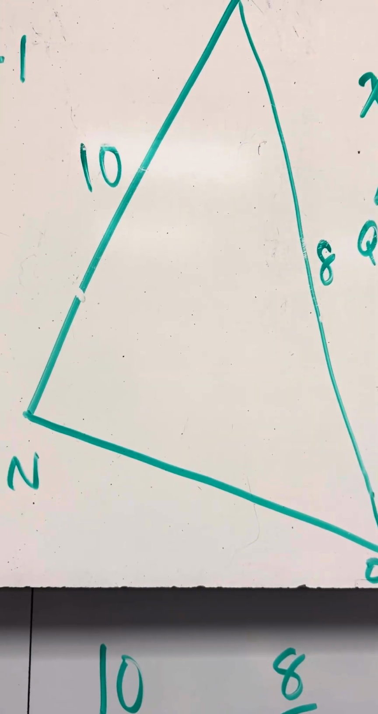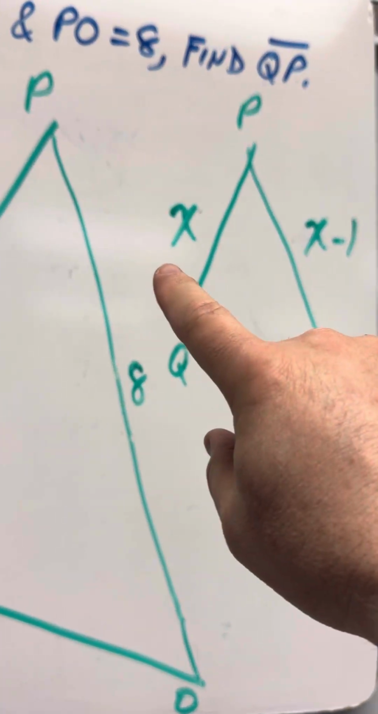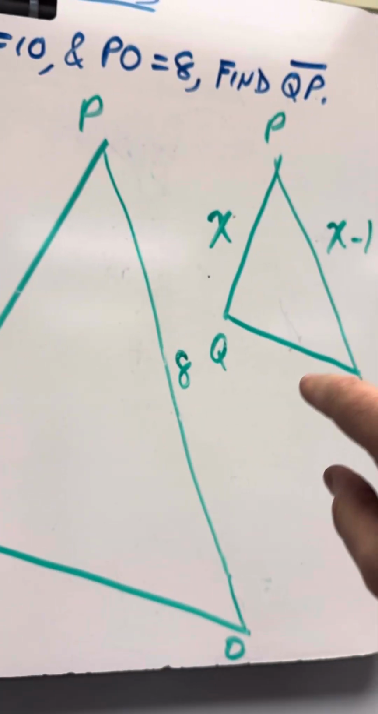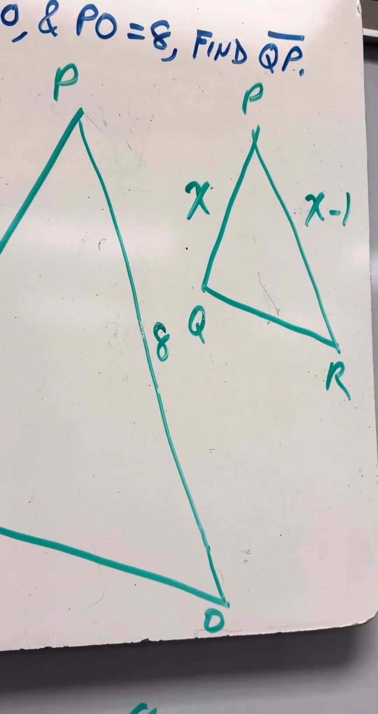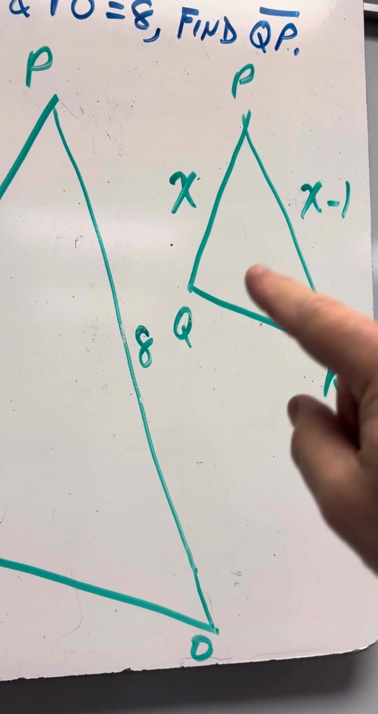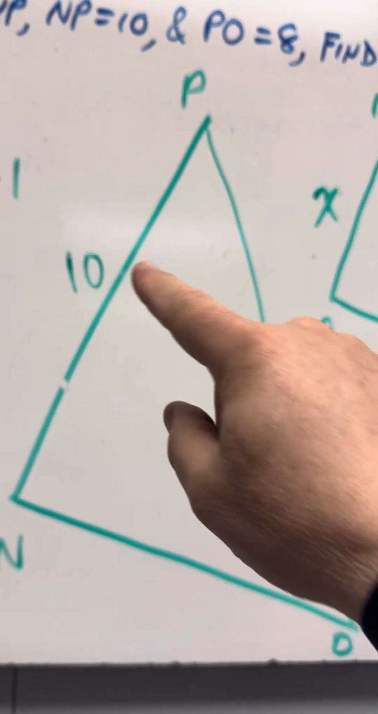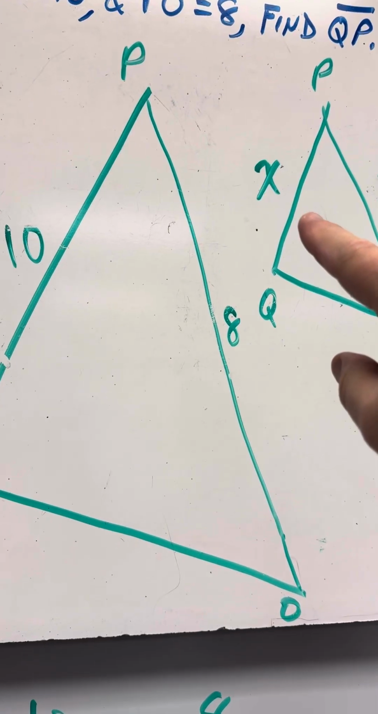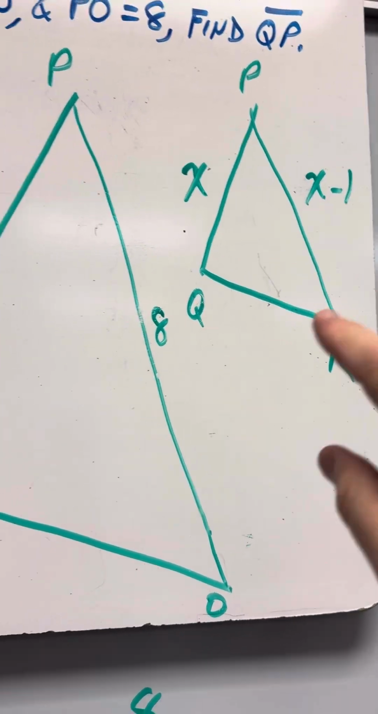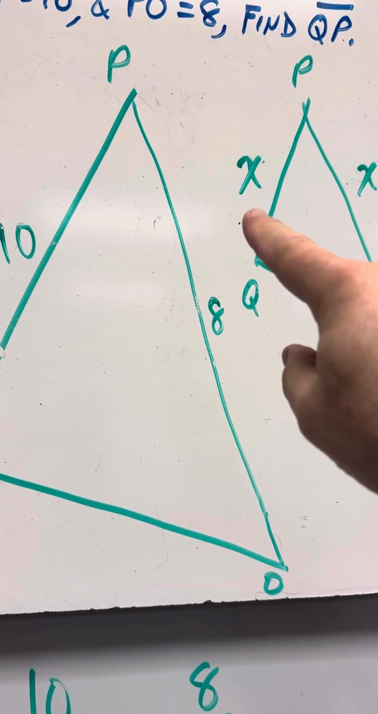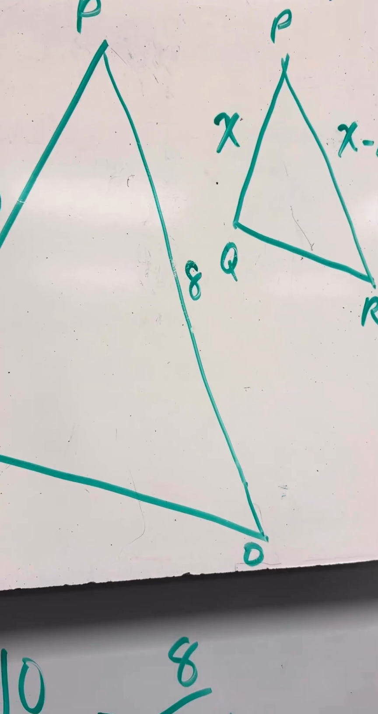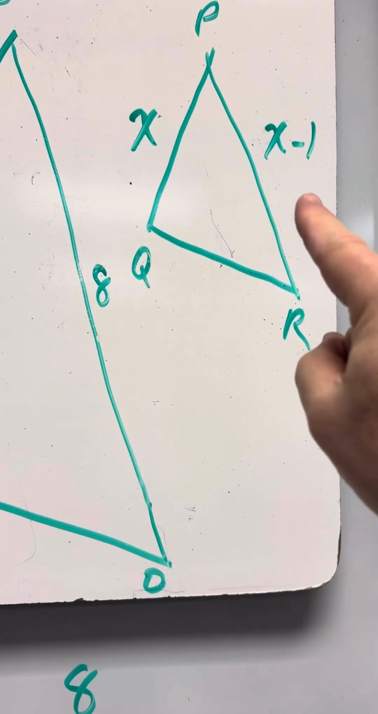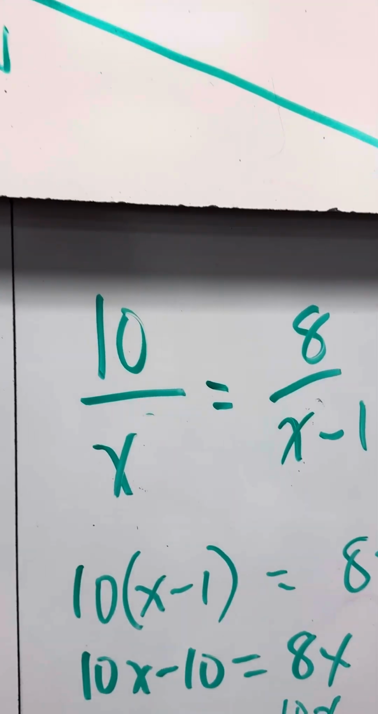By the way, could I say 10 is to 8 as X is to X minus 1? Yes. Could I say 8 is to 10 as X minus 1 is to X? Yes. Could I say X minus 1 is to 8 as X is to 10? Yes. The whole idea is if I go from left to right, I gotta go left to right. I can't say this over this would equal this over this. That won't work. If I go from left to right, I gotta go left to right. So here's my setup.